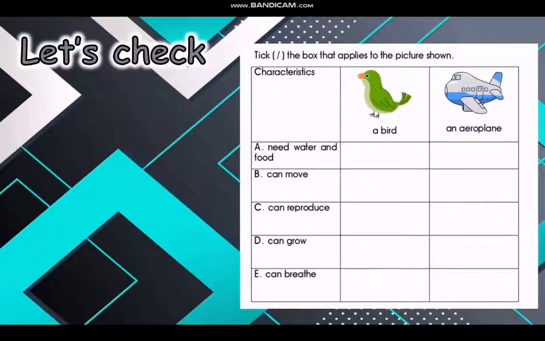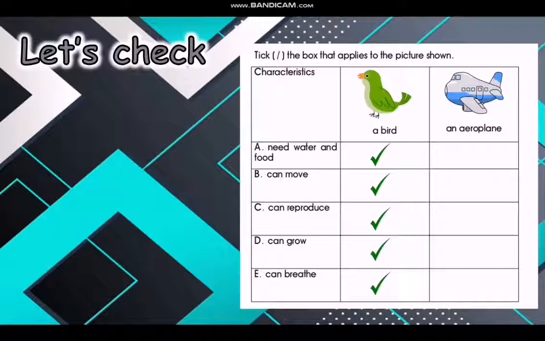Let's check our understanding. Take the box it applies to the picture shown. We can see there's a bird and there's an aeroplane. Let's start with bird first. Does it need water and food? Yes. Can bird move? Yes. Can it reproduce? Yes. Bird lays eggs. Can bird grow? Yes. And can bird breathe? Yes.